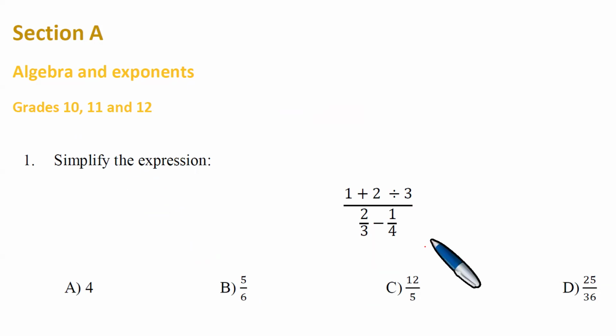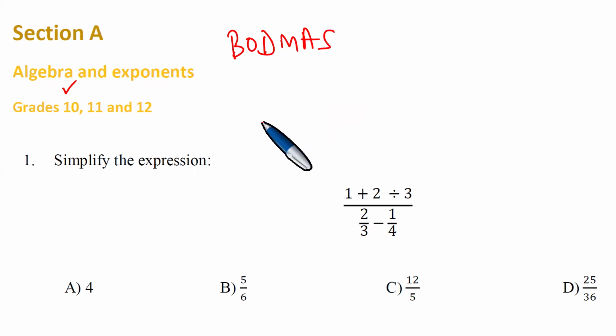We need to simplify the expression given. So how do we simplify this? To simplify this expression, we start from grade 10. What rule do we use here? We use what we call the BODMAS rule. We deal with brackets, division, multiplication, addition, and subtraction. In other words, before we can do addition and subtraction, we first perform division and multiplication.